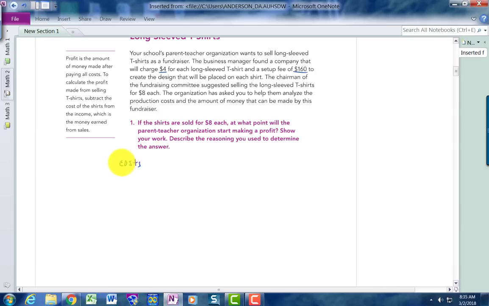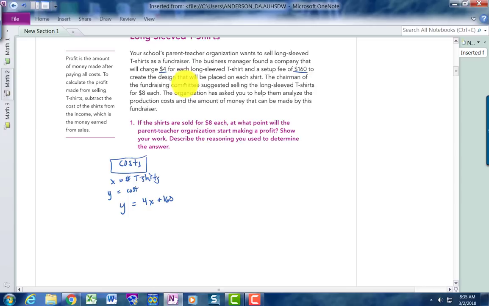So I'm going to do a cost function right here. I'm going to let X equal the number of t-shirts. And so let's say Y is the cost. So we would say Y is equal to $4 per t-shirt times the number of t-shirts, which is X, and then we're going to add the $160 setup fee. Okay, so that's the cost function there.